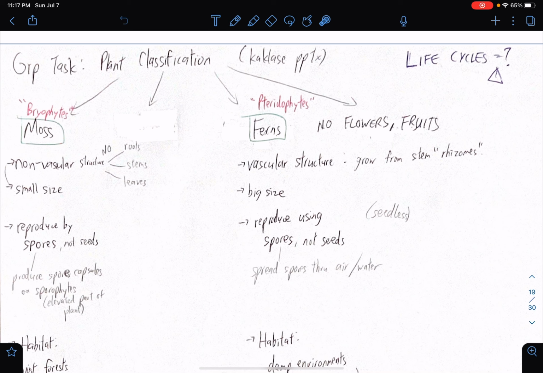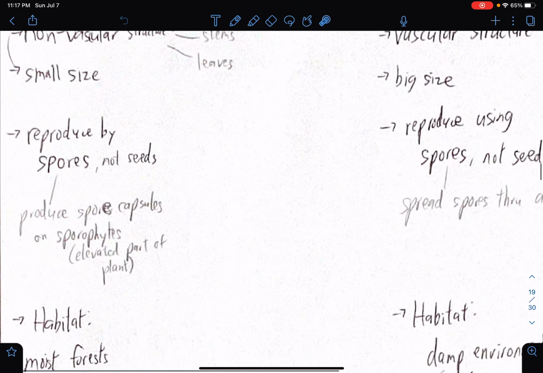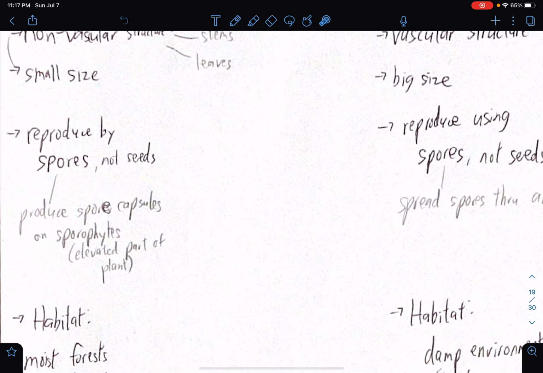So moss, or in other words bryophyte, has a non-vascular structure. Basically, there are no roots, no stems, no leaves, and hence they are small in size. They reproduce by spores, not seeds. Basically, they're seedless. Because they reproduce by spores, they produce spore capsules on sporophytes.